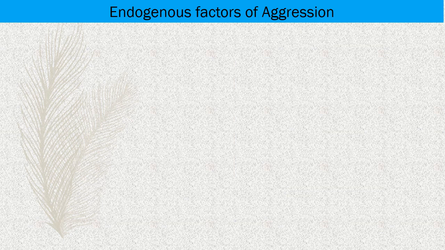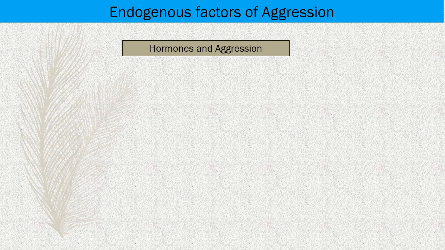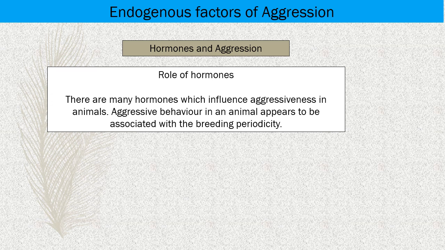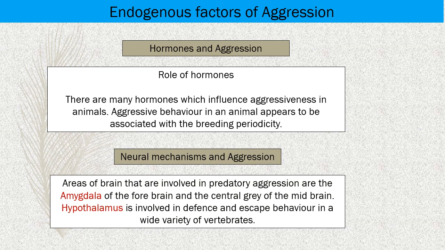There are two types of endogenous factors of aggression: hormonal and neuroendocrine. There are many hormones which influence aggressiveness in animals. Aggressive behavior in an animal appears to be associated with the breeding periodicity. Areas of the brain that are involved in predatory aggression are the amygdala of the forebrain and the central gray of the midbrain. The hypothalamus is involved in defense and escape behavior in a wide variety of vertebrates.